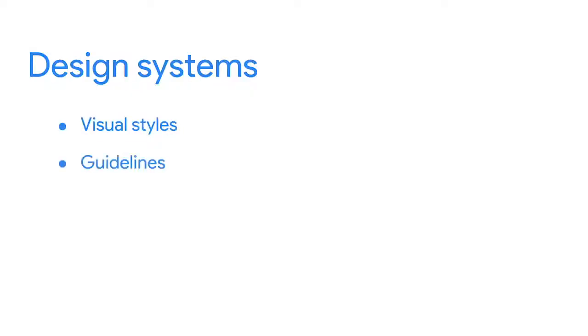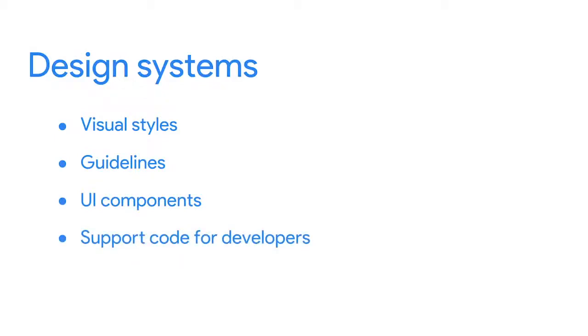Most design systems include visual styles, guidelines for how to apply them, UI components, and supporting code for developers. Let's go through each of these in more detail. First up, visual styles. Defining the styles for core visual design elements like typography, color palettes, and iconography helps companies express their brand more consistently. This also helps UX designers improve the user's experience.